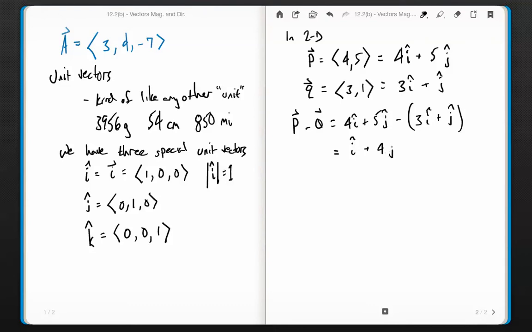Now, this doesn't seem like a whole lot of a time saving over just subtracting these directly, but later on you'll find these unit vectors to be pretty useful because we can just keep track of i's, j's, and k's.